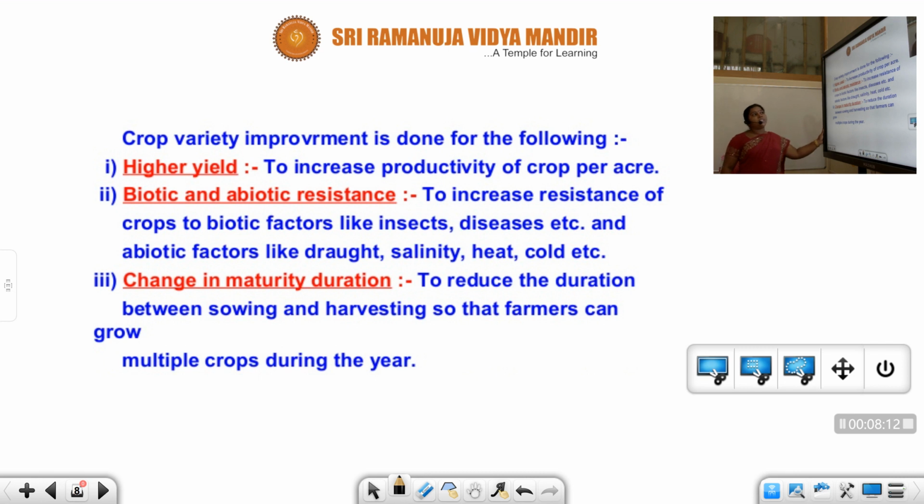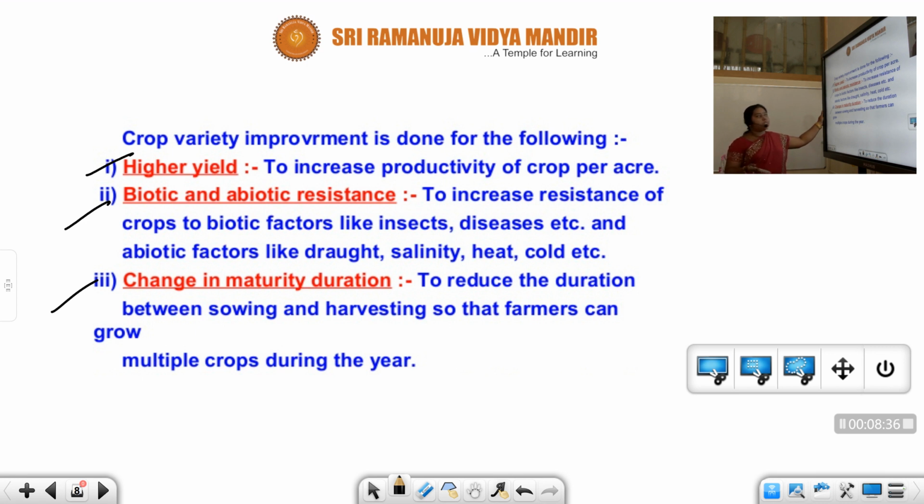Right. Crop variety improvement is done for the following: higher yield, biotic and abiotic resistance, change in maturity duration. So students, higher yield is to increase the productivity of the crop. Biotic and abiotic resistance, there are more factors. Biotic factors means insects, pathogens, bacteria, pests, everything will come. Abiotic means drought, salinity and heat, pH, everything.